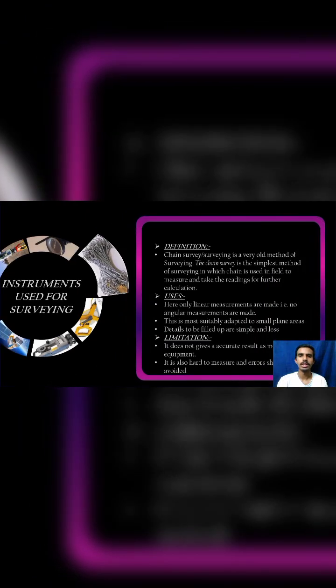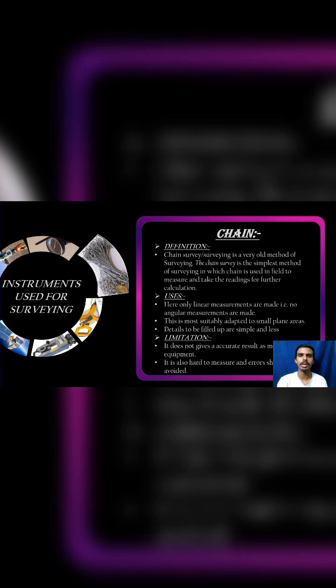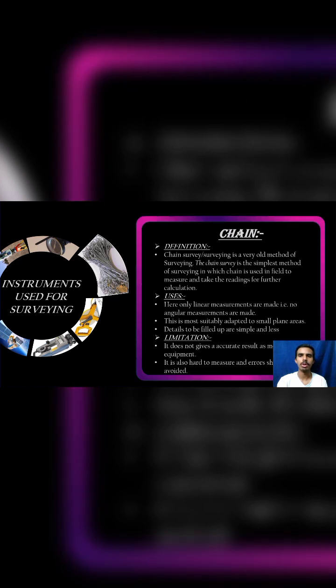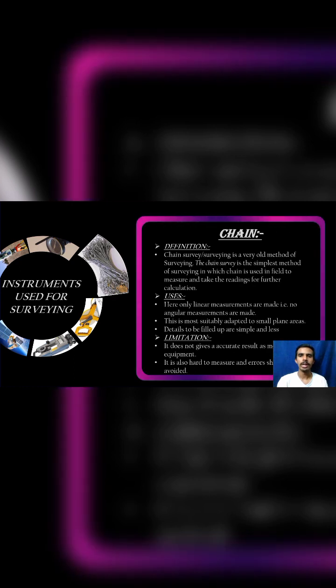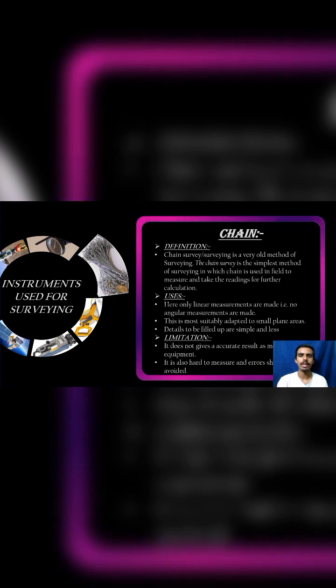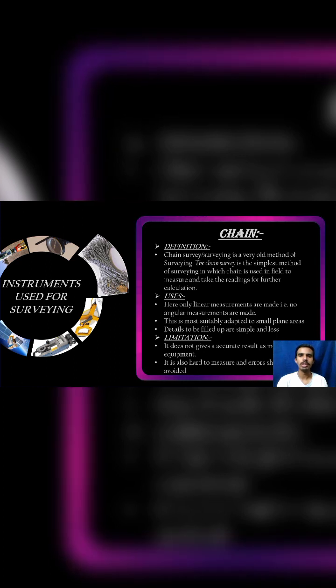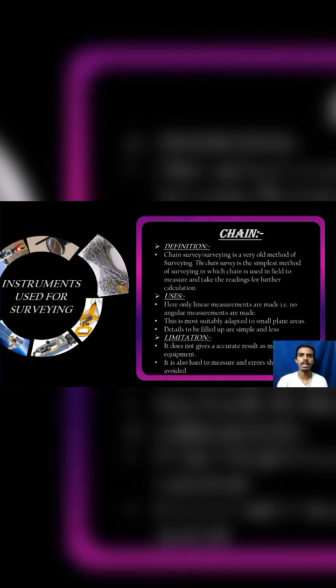So the first instrument that we are going to be looking under this topic is chain. Chain is one of the oldest instruments used for measurement, and so far many government officials use this to measure many small areas and barren lands. Here it is used to provide us linear measurement of the field, and it is more suitably adapted for small areas, where the details to be filled are very simple and less. The limitations of chain are it does not give us accurate results as modern equipments, and it is hard to measure using these instruments.